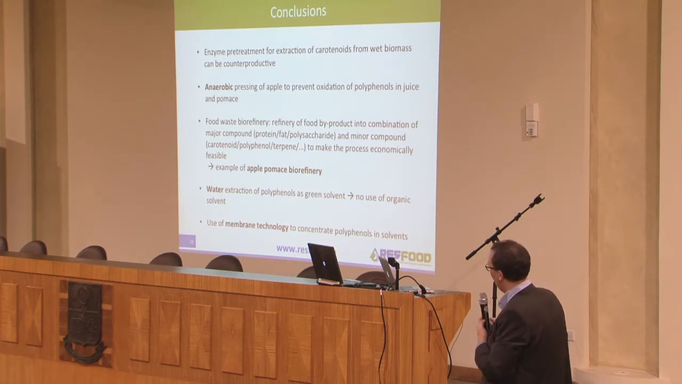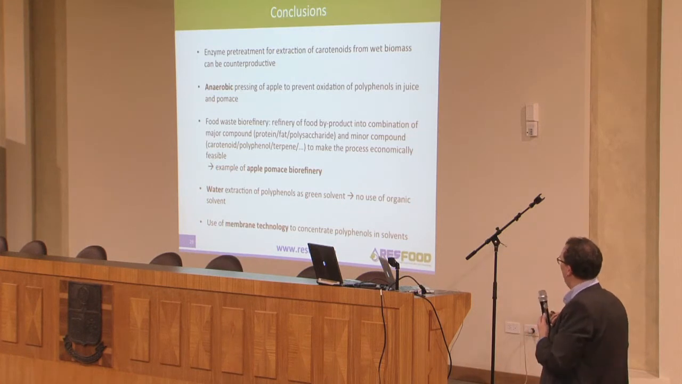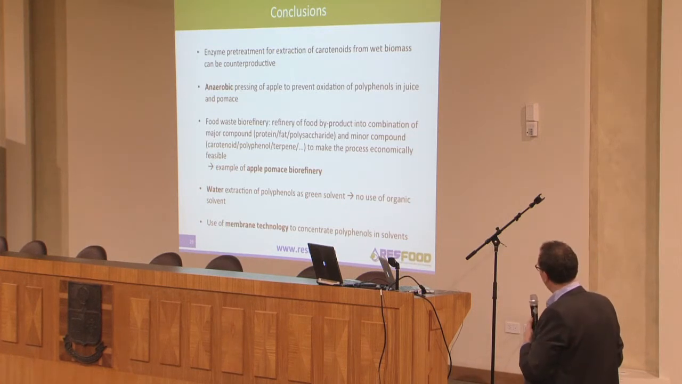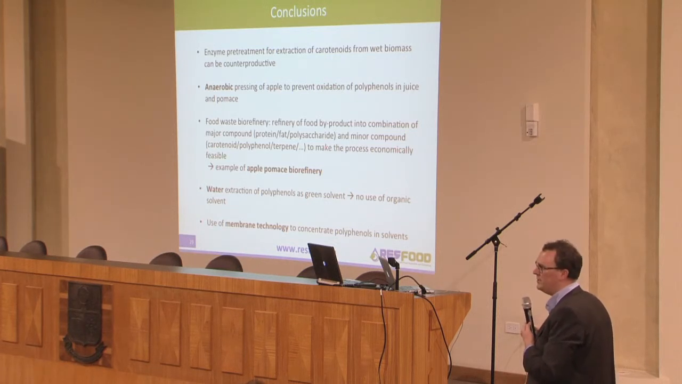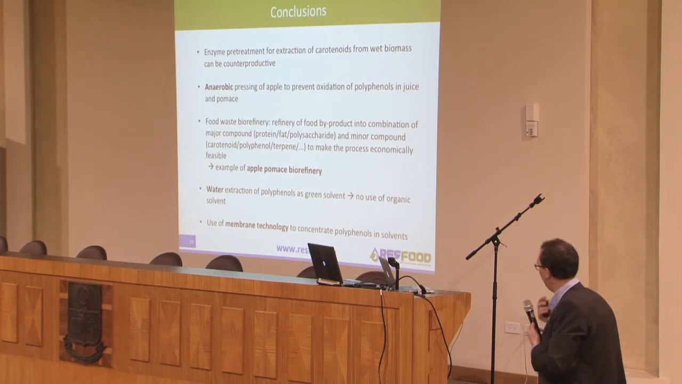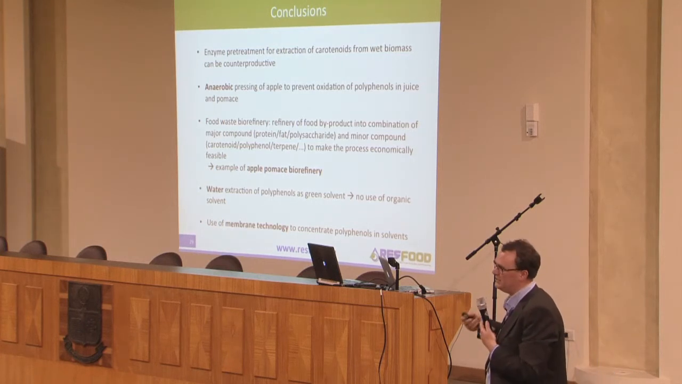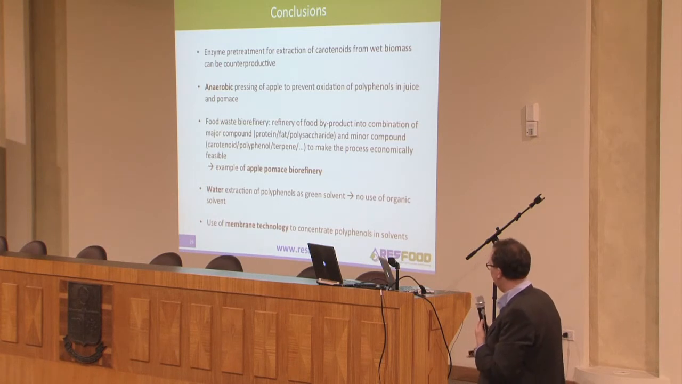Then, from the point of view of a food waste biorefinery, this is actually the refinery of a food byproduct into a combination of a major compound, like protein or a fat or a sugar, and a minor compound, like carotenoid or polyphenol or terpenes or alkaloids, whatever. The combination of both will make the process, in most cases, economically feasible. I showed some examples of the apple pomace biorefinery, where we looked at the combination of the extraction of pectins as a major compound, it's a sugar actually, and the polyphenols.